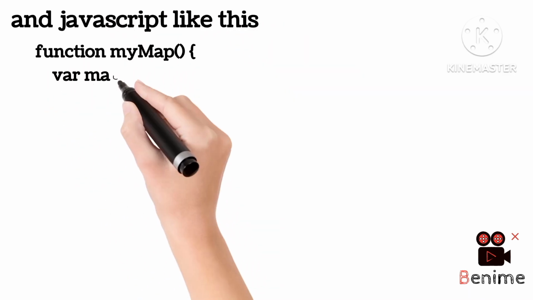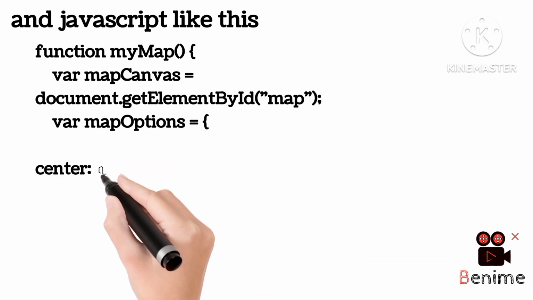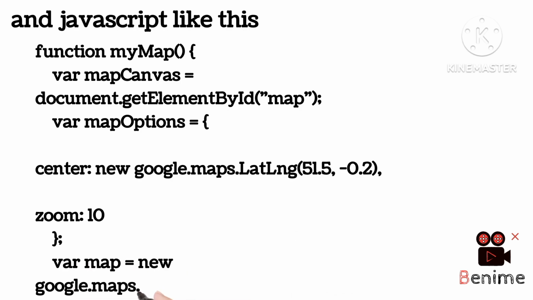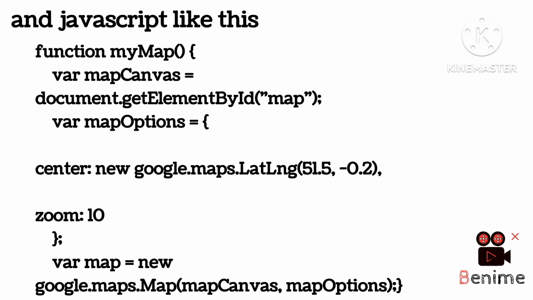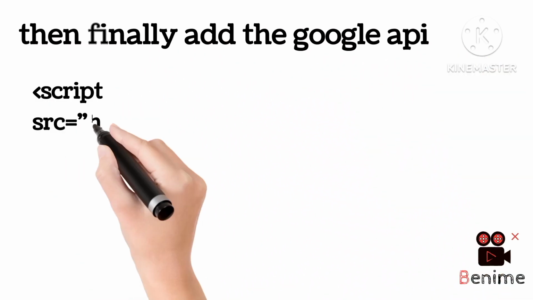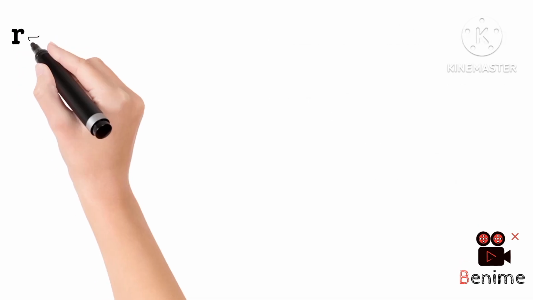Function myMap, variable mapCanvas is equal to document.getElementById map, variable mapOptions, center is equal to new google.maps.LatLng 51.5, -0.2, zoom 10, variable map is equal to new google.maps.Map mapCanvas, mapOptions. Then finally add the Google API. This is just a link which will link the Google Map with your website so you can show the Google Map on your website. Let's see the results.